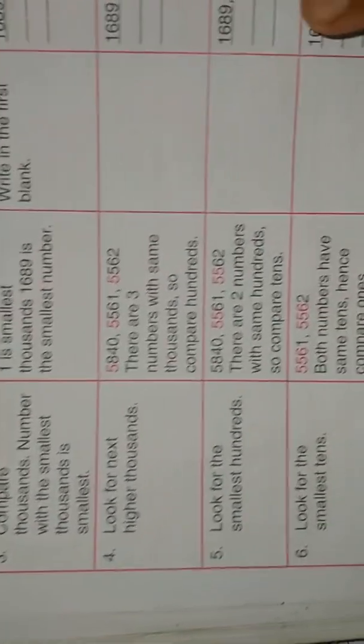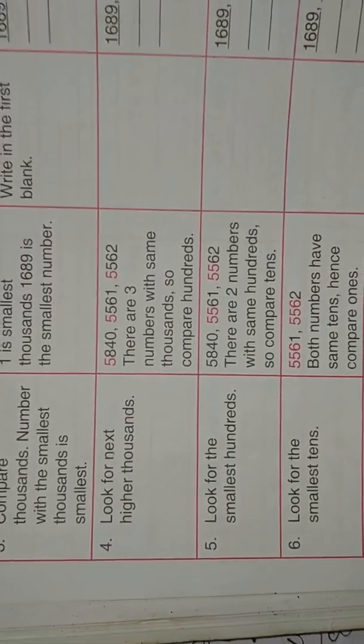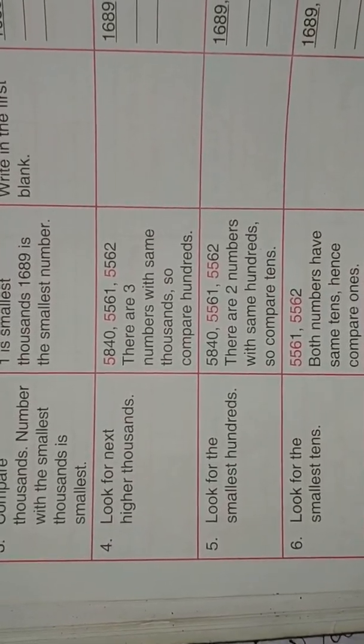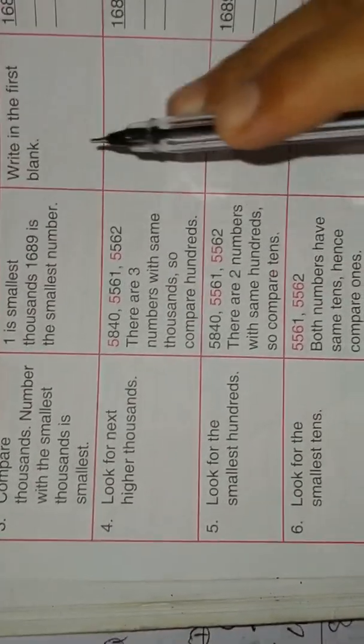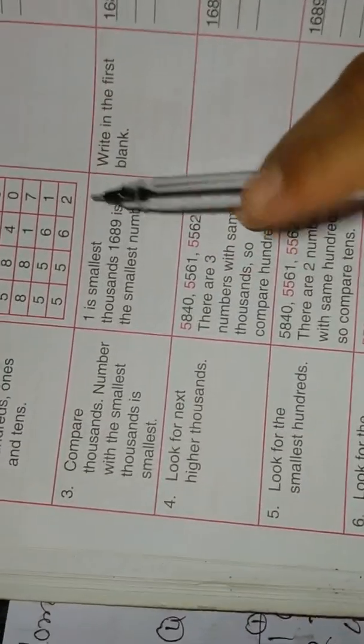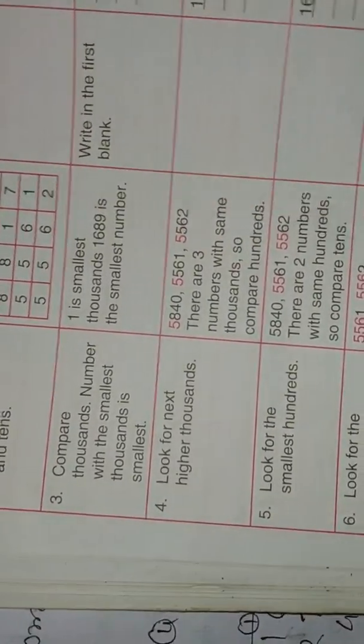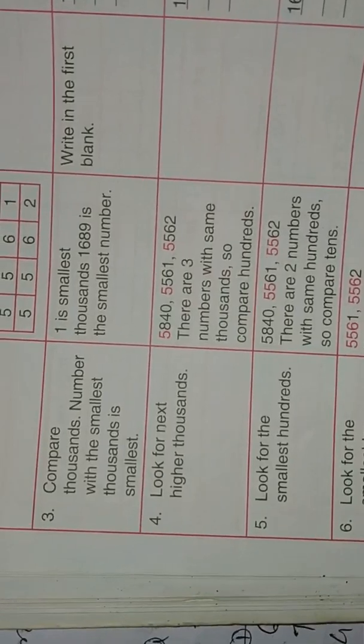Now what do we have to do? Now we have to check the ones place. In that, 1 is the smaller ones digit. So 5561 is less than 5562.